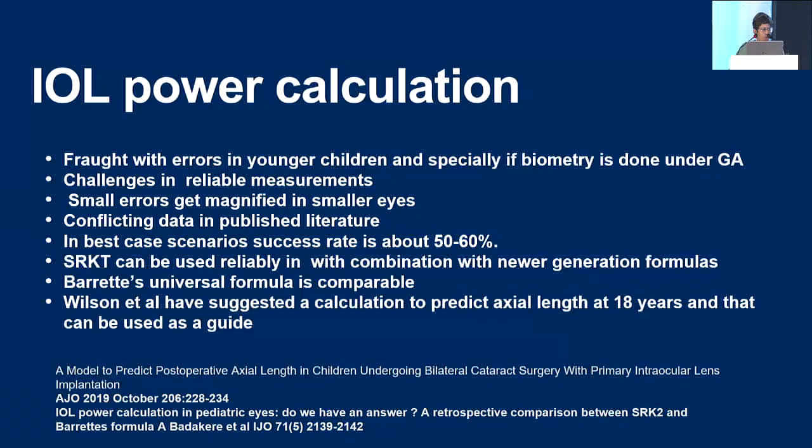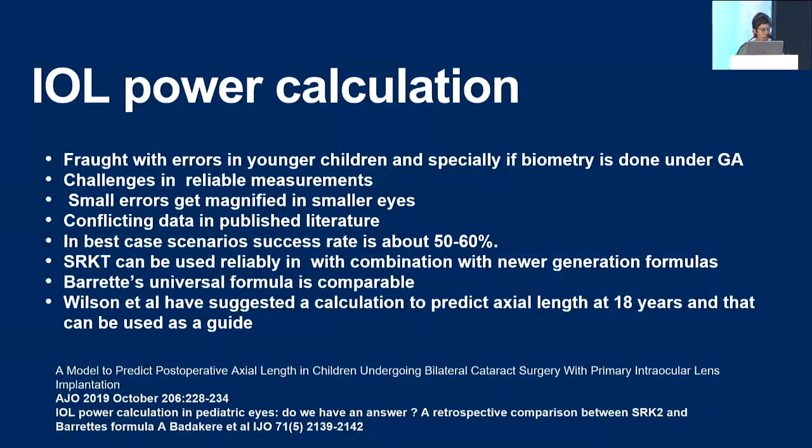Always remember, in smaller eyes your smallest error will get magnified, and you will get a much larger error in your post-operative refraction, even if you have a small error in your axial length calculation. There is a lot of conflicting data published looking at different formulas, and still there is no consensus that this formula is better than that.